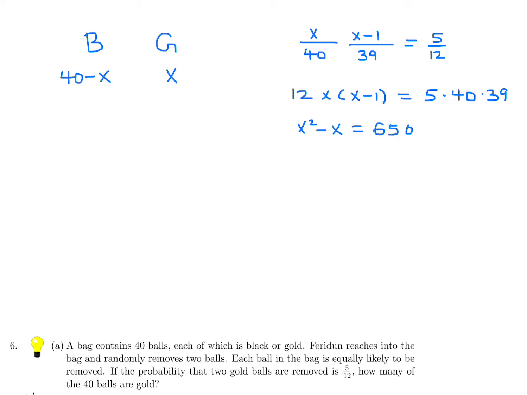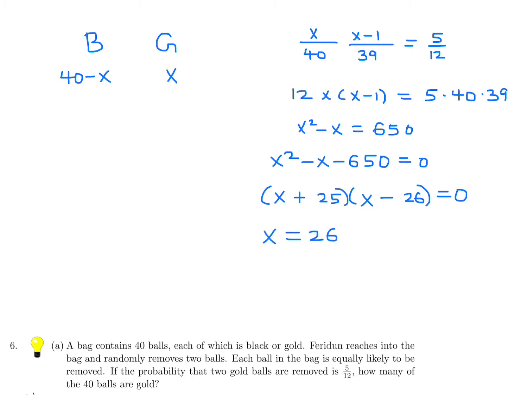Okay, now let's put it all on one side. x squared minus x minus 650 is 0. And I think this factors, let's attempt it, x, 25, 26, positive, negative. Yeah, great. So that means x is 26. There you go. That answers the question, how many of the 40 balls are gold?